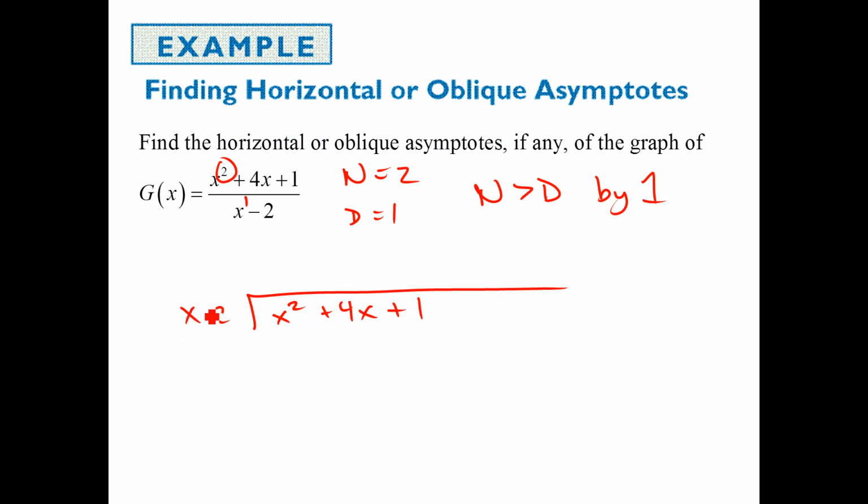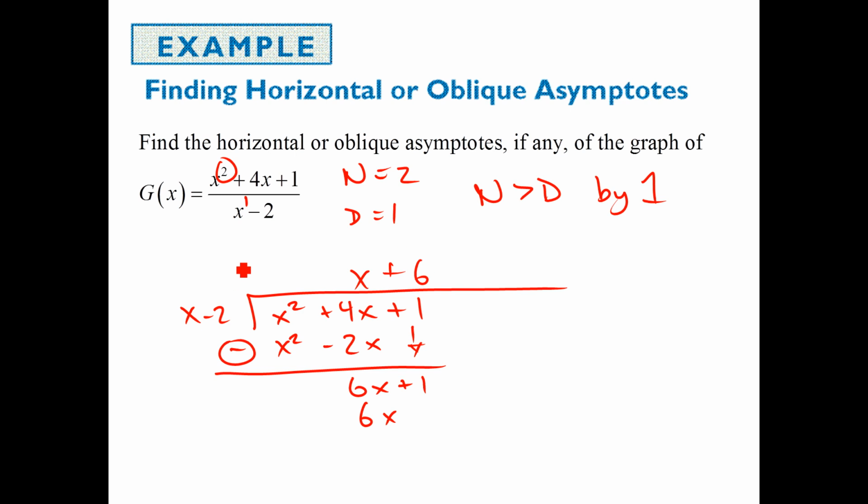X squared divided by x is x. Multiply them in. X times x is x squared minus 2x. Subtract down. We have 6x. Bring down the next term and start all over again. 6x divided by x is 6. Multiply through 6x minus 12 and subtract straight down, and we have 13 minus 2.